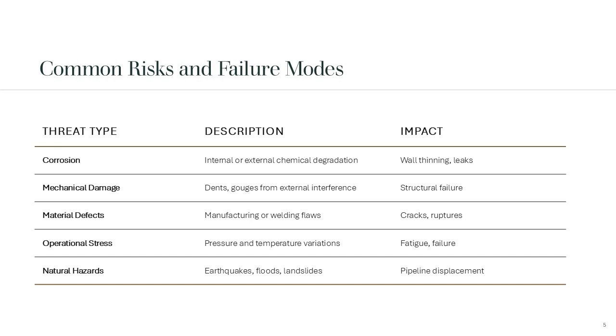Operational factors such as pressure fluctuations and temperature extremes also contribute to stress on pipeline components. Additionally, natural hazards like earthquakes, floods, and landslides pose significant risks. Understanding these threats is essential for designing effective prevention and detection strategies.